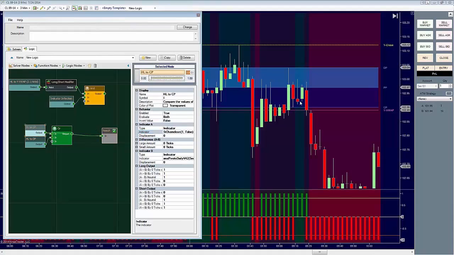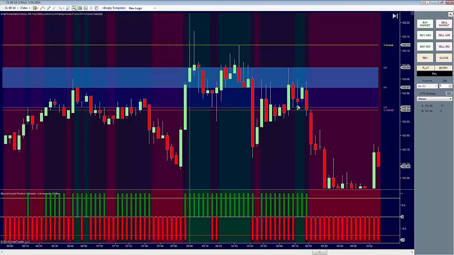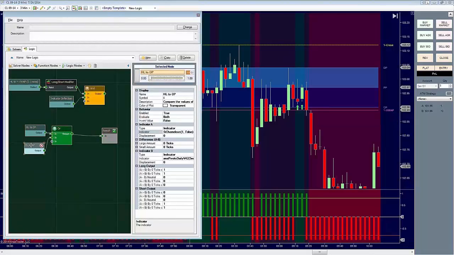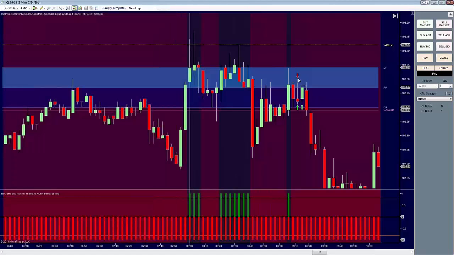So you see on these two bars right here, we're getting a long signal from the solver that is showing us when the high is above the central pivot. Okay, and then from this other one, the high and the low to the directional pivot, which is above us here, when I connect that, because the low is below that directional pivot, we're getting short signals on these two bars.